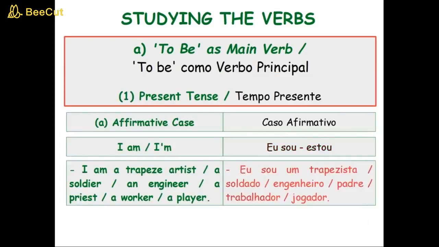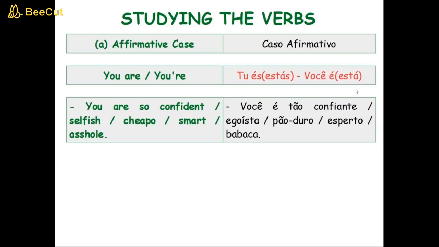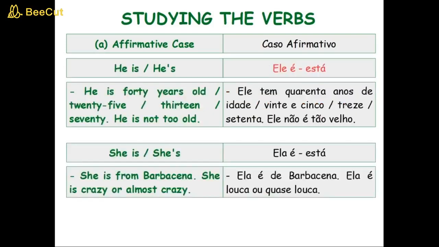I am a trapeze artist, a soldier, an engineer, a priest, a worker, a player. You are, you're. You are so confident, selfish, cheapo, smart, asshole. He is, he's. He is 40 years old, 25, 13, 70. He is not too old.